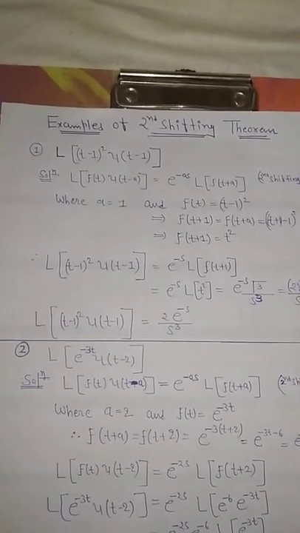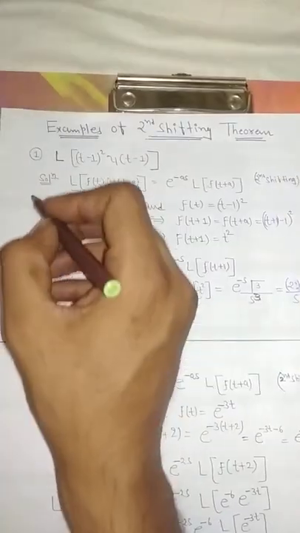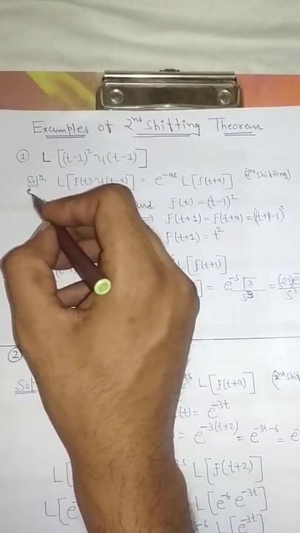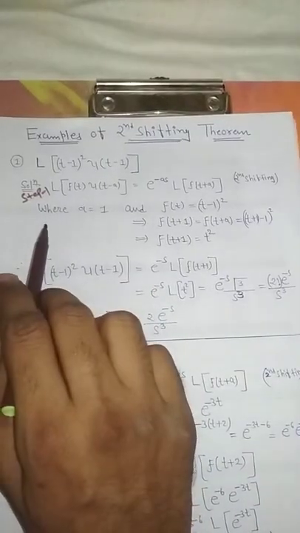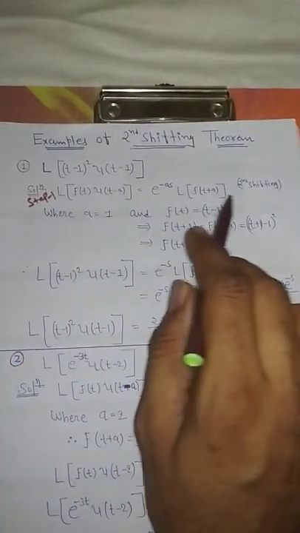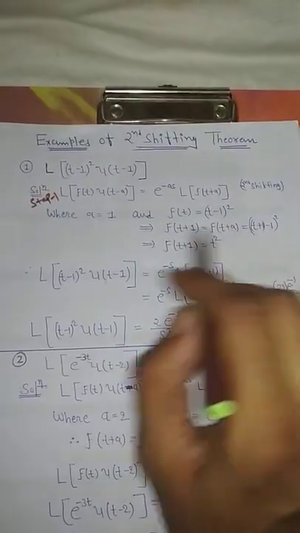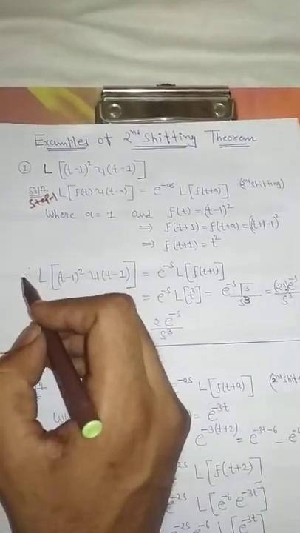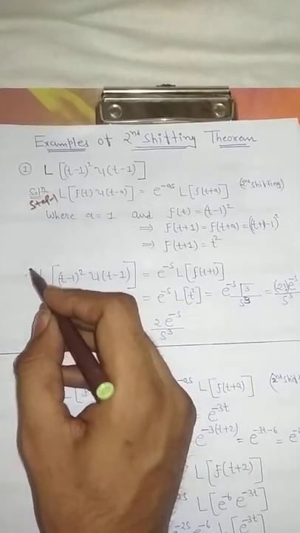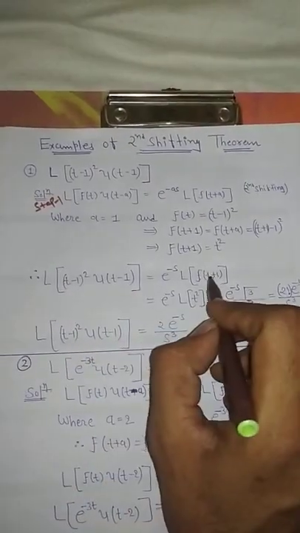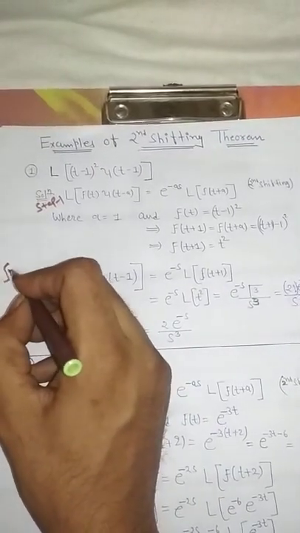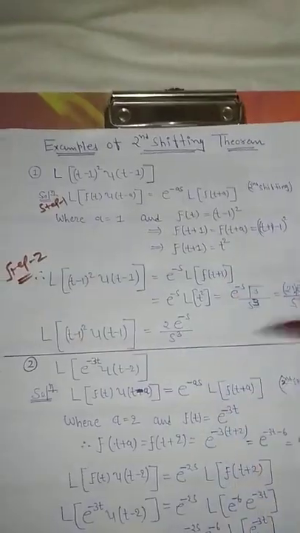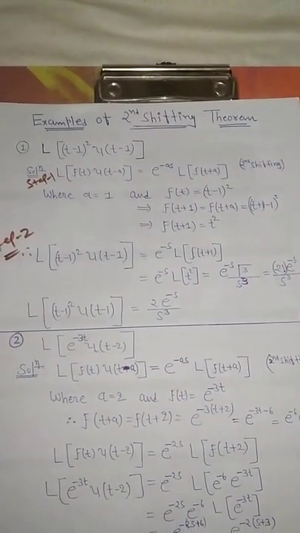So we are dividing this into three parts. First of all, this is step number 1. It is the formula of the second shifting theorem. Now in step number 2, we are finding f(t plus a) and a. Put the value of a and f(t plus a). So this is step number 2. So we are always writing in 2 steps.